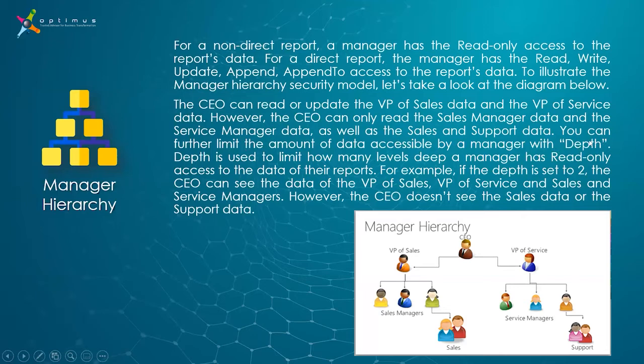The depth is a configuration that we need to set to define how many levels he could go deep. For example, if the depth is set to 2, the CEO can see the data of the VP of sales, the VP of services, and the sales and service managers. So it's going to be until here. But the CEO doesn't see the sales support data. So I could configure how many levels each person could go deep. And it's important to restrict the levels that person is going to be reviewing, because it depends on that.